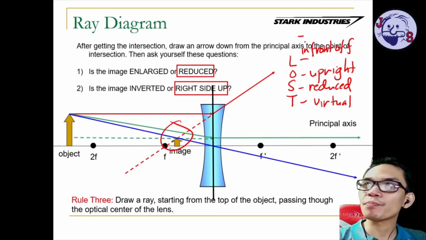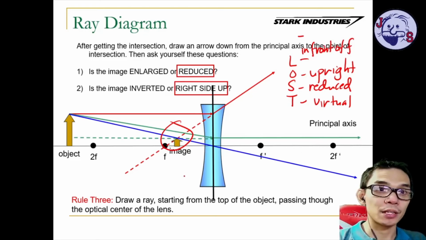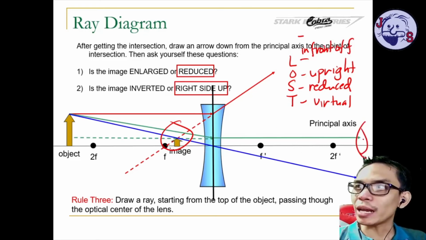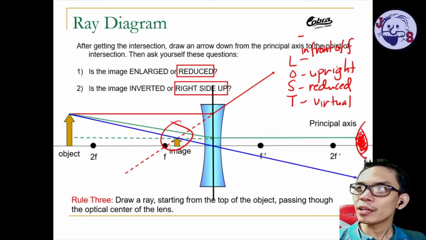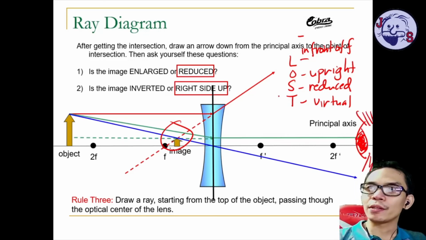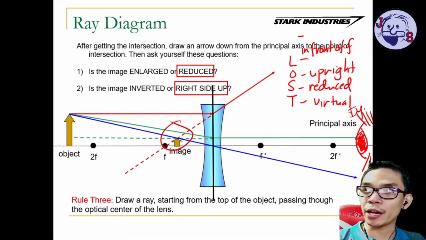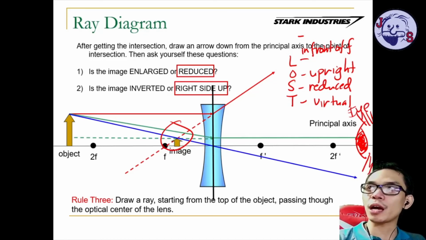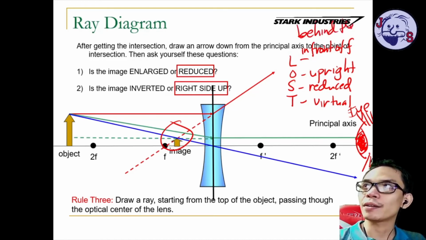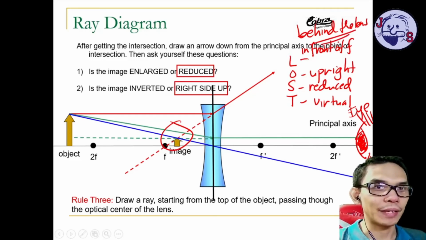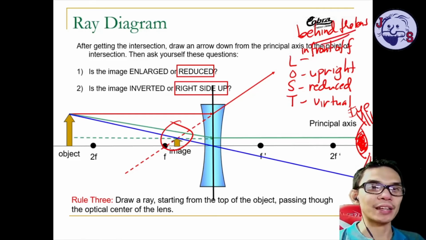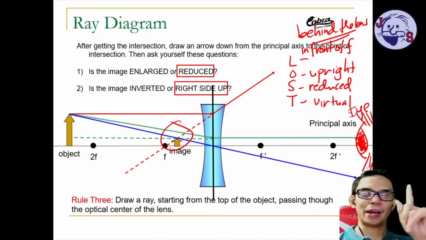Now, you can have it behind the lens. Why is it behind the lens? Because relative to your eyes, this image looks like it is coming from behind the lens. Relative to your eye right here. So instead of using "in front of F," you can also have "behind the lens" as the location of the image.